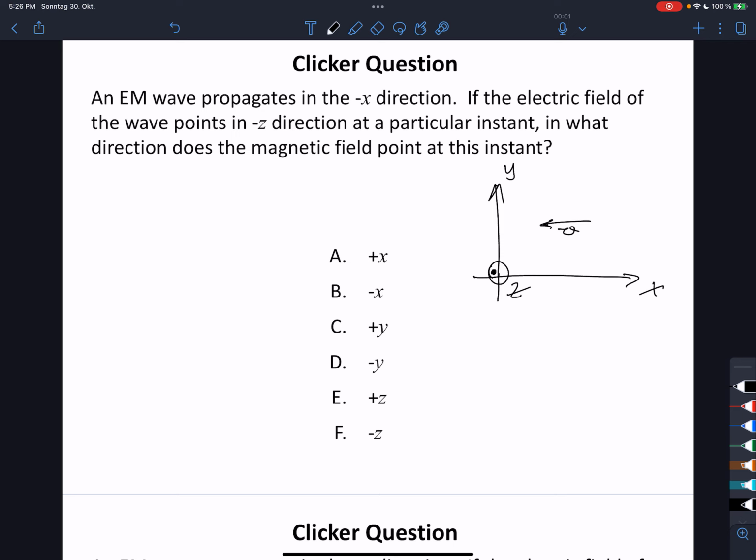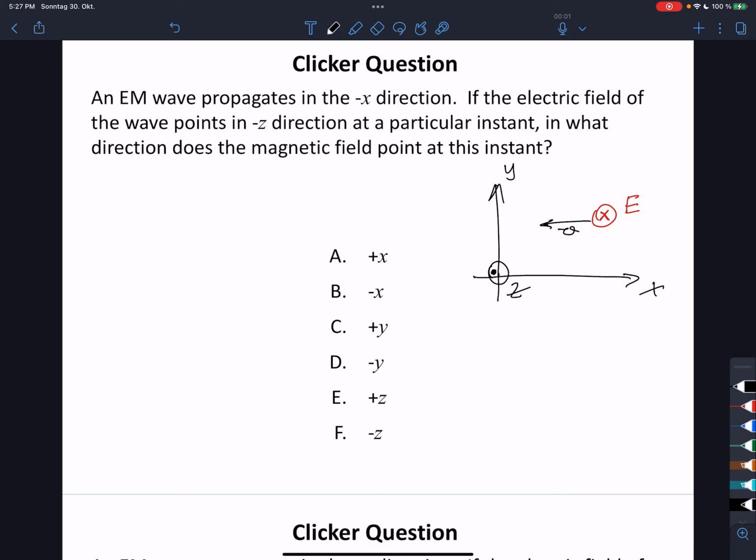So it's opposite to the x-axis. Okay. And the electric field of the wave points in the negative z direction. So in my figure over here, the electric field will point into the screen. Okay, in what direction does the magnetic field point at this instant?